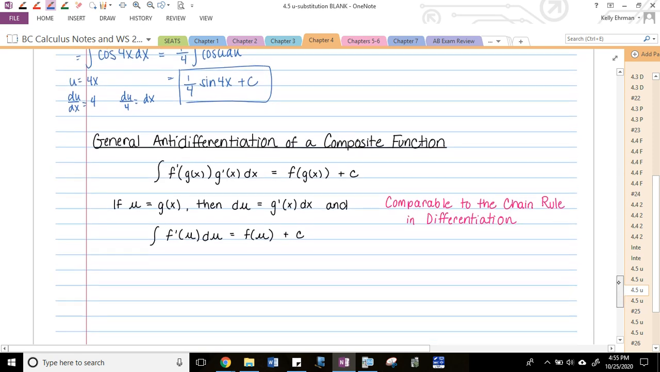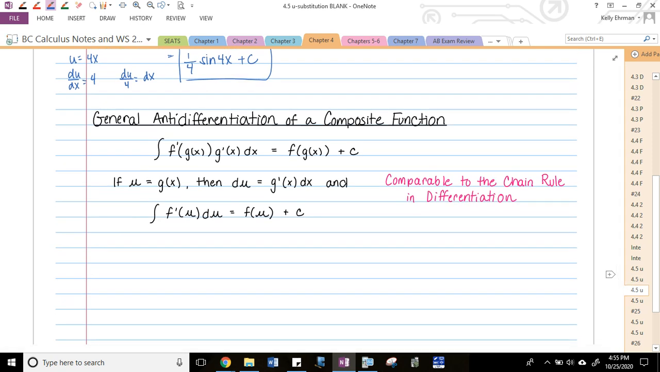General rule here. Excuse me, I thought I was going to sneeze. General antidifferentiation of a composite function. So this is a kind of a complicated way of looking at this. It can be confusing, but you're trying to integrate, and you have f prime of g of x times g prime of x dx. So you've got a derivative that used a chain rule, right? It's going to come out to f of g of x plus c.